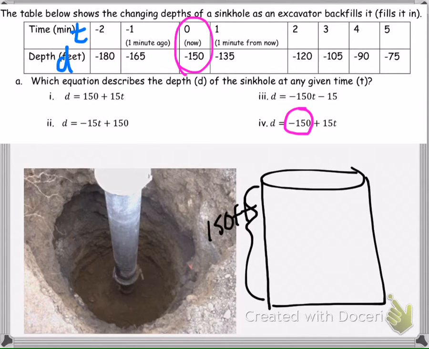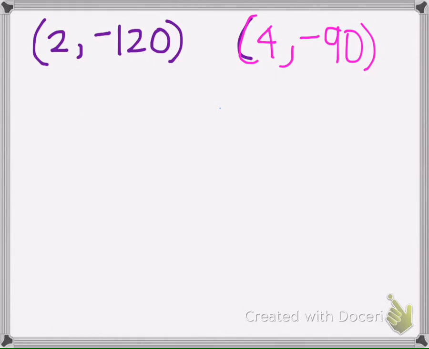Now let's talk about it algebraically. Algebraically, if we want to find the rate of change or the slope, we need 2 points. I could pick this one and this one, or any 2 of these points that I want. I'm going to go with these 2. So now I'm going to go ahead and find the slope.